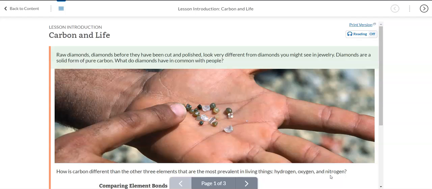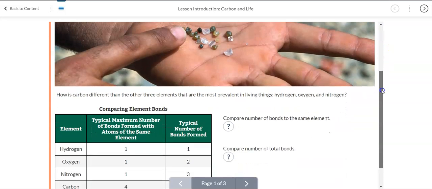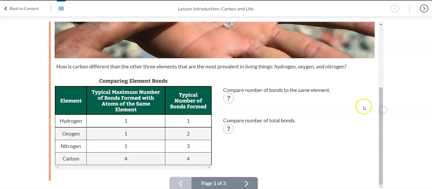The 4 elements that are the most prevalent in living things are hydrogen, oxygen, nitrogen, and then of course carbon, which we are discussing today. So let's take a look at this interesting table. This table is called Comparing Element Bonds. We have in the first column the elements listed. In the second column it says typical maximum number of bonds formed with atoms of the same element.